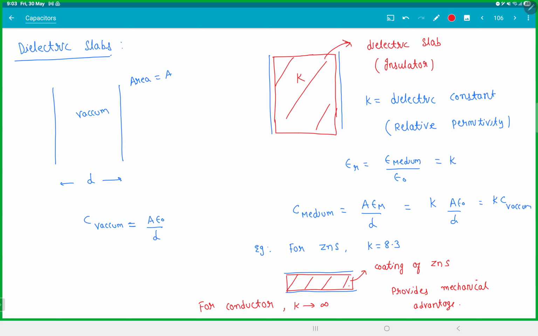So this is the main thing that happens when you put a dielectric slab. Capacitance becomes K into C. That's it. As simple as that. But let's see what exactly happens inside a dielectric slab.